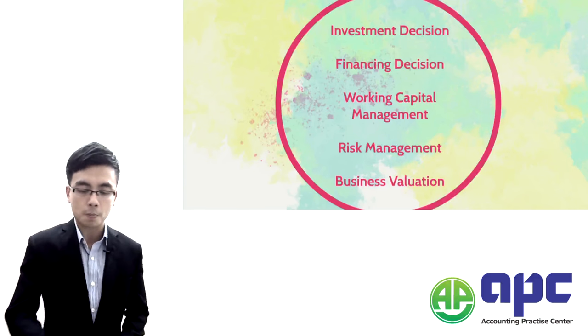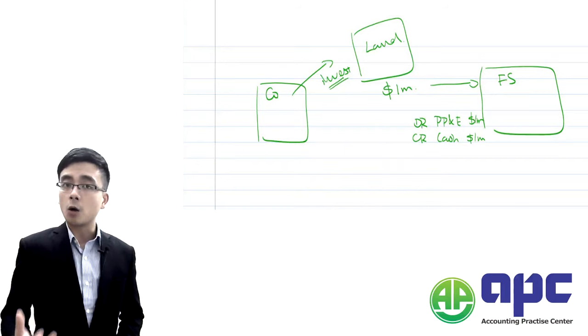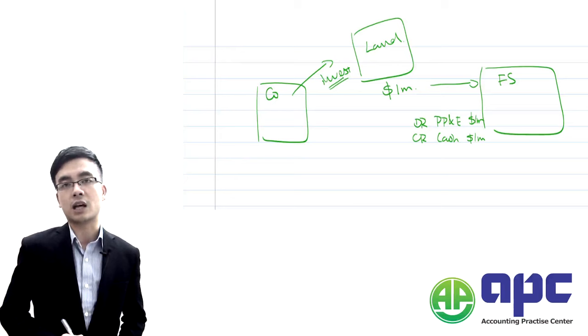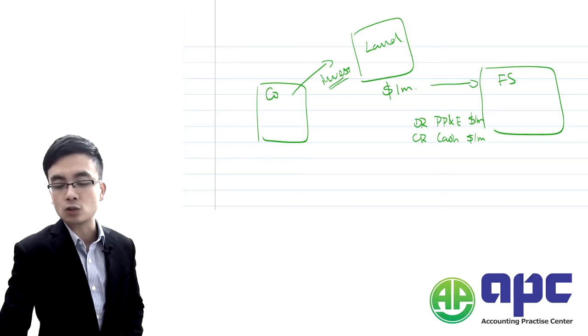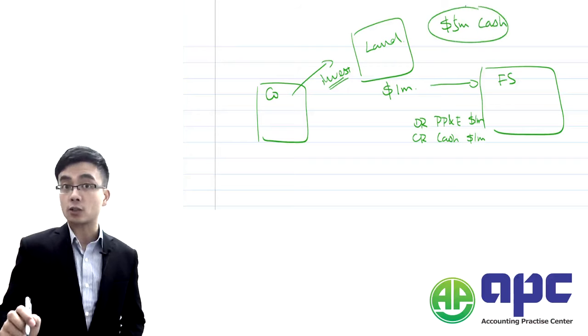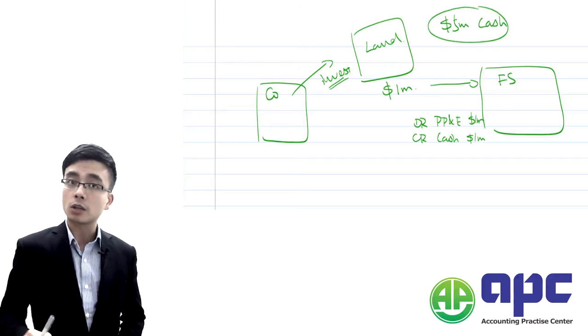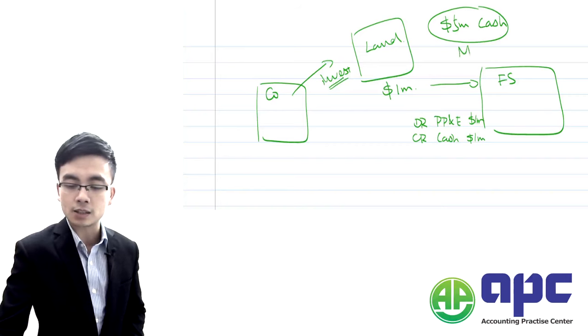So for example, if I were to buy this land, I can operate my business on this land, and I estimate that in the future I can generate $5 million worth of cash. That $5 million worth of cash generated by the business is where we use the NPV analysis, or you can call it the net present value analysis.